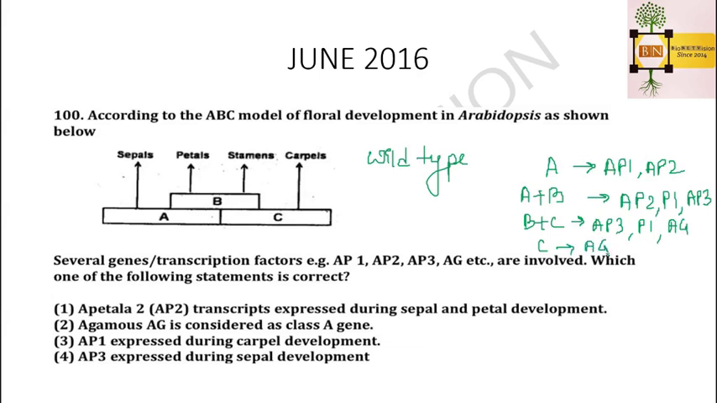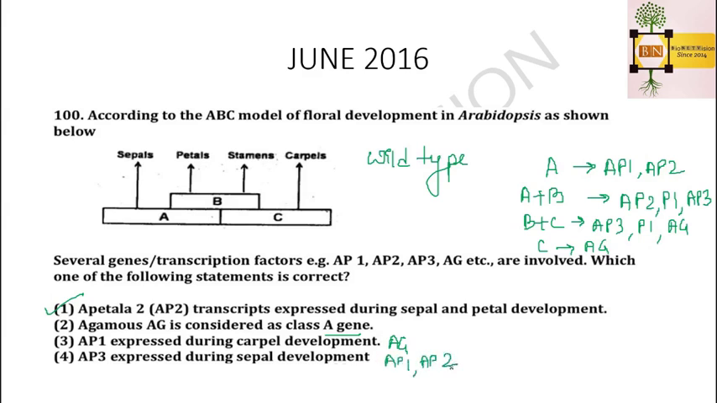So according to what I have explained, what would be the correct answer? That Apetala 2 transcript is expressed during sepal and petal development. Yes, Apetala 1 and Apetala 2 are expressed in the sepal and petal development. So this is the correct answer. But let's see why the other answers are wrong. Agamous AG is considered a class A gene? No, this is a class C gene. AP1 expressed during carpel development? No, for carpel development AG is responsible. AP3 expressed during sepal development? We told you for sepal development AP1 and AP2 are required.